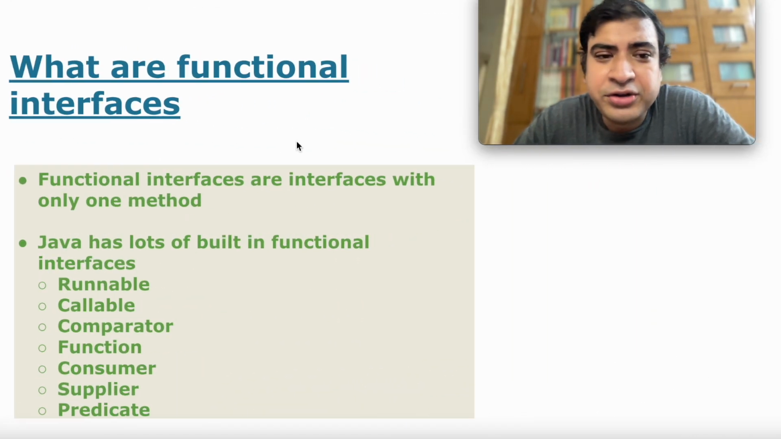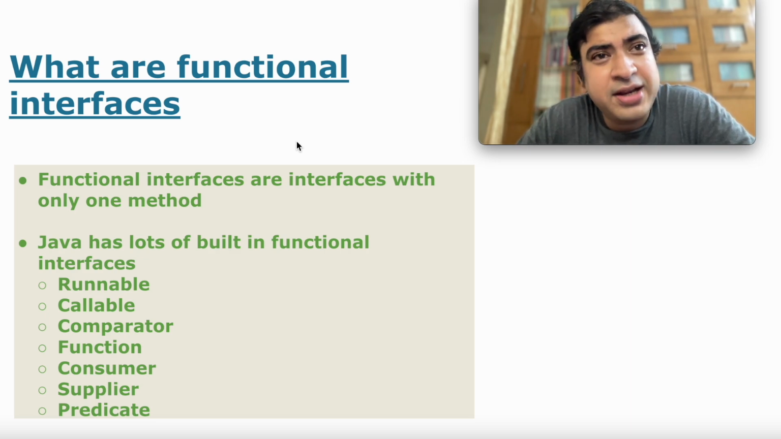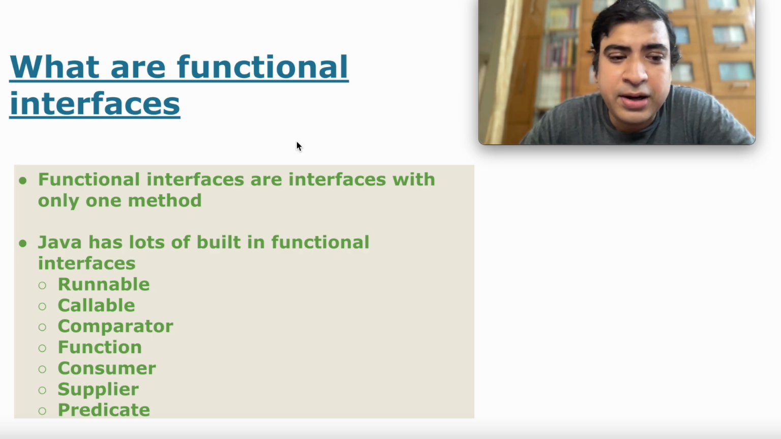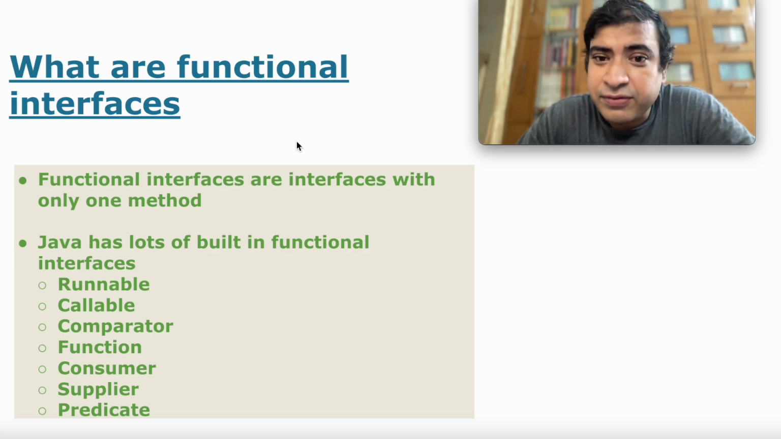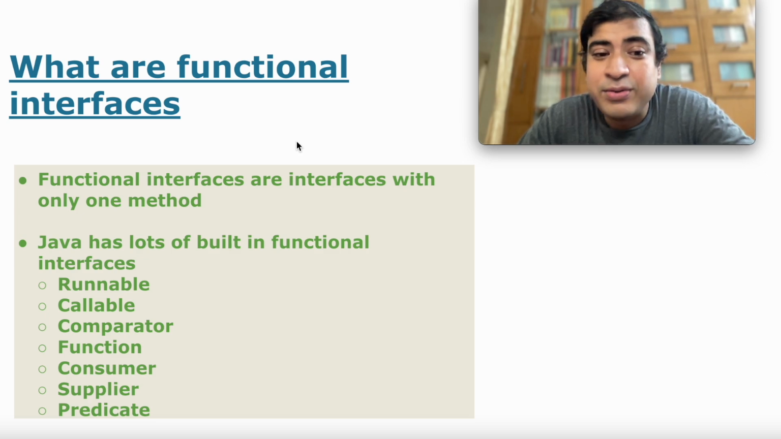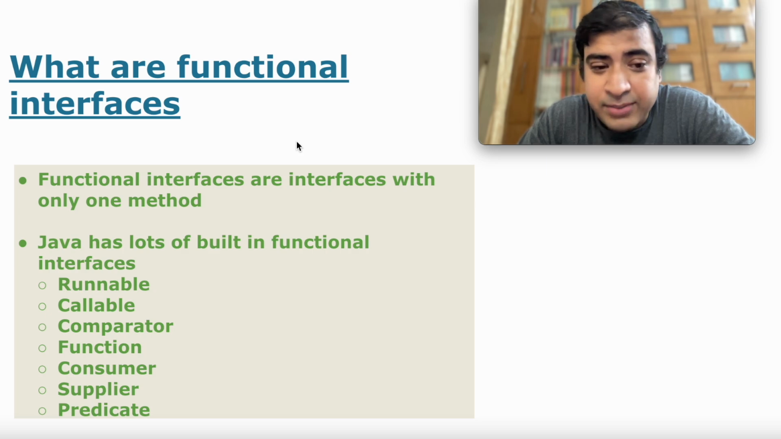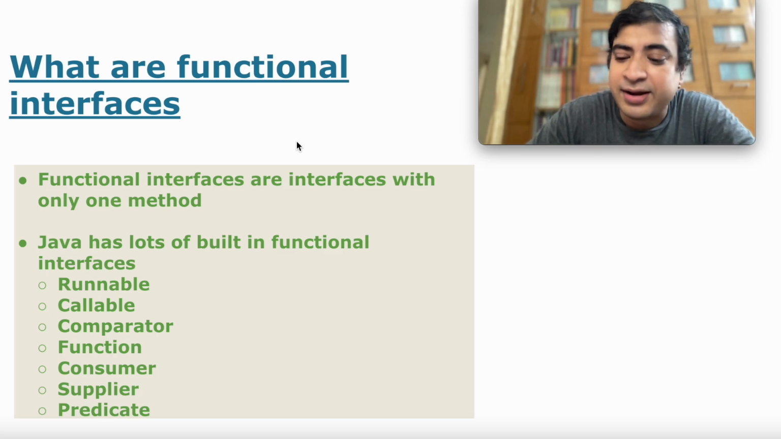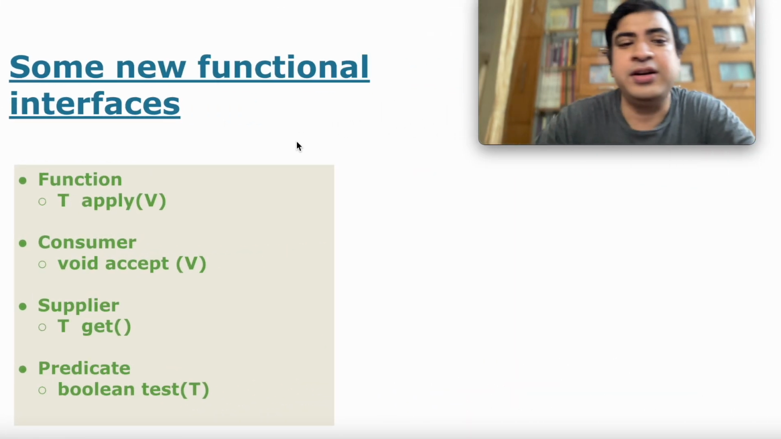So what are some of the functional interfaces in Java? Traditionally in Java we had quite a few functional interfaces like Runnable, Callable, Comparator, as I already mentioned. But with the introduction of lambdas, Java has also introduced some unique functional interfaces, which I'm going to talk about more. I'm also going to show you a demo on the special functional interfaces like Function, Consumer, Supplier, Predicate, etc. Now let us try to understand what these new functional interfaces are.